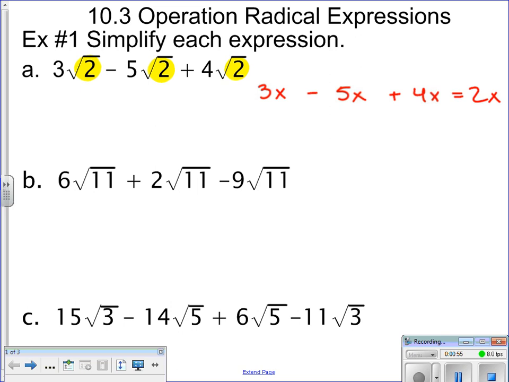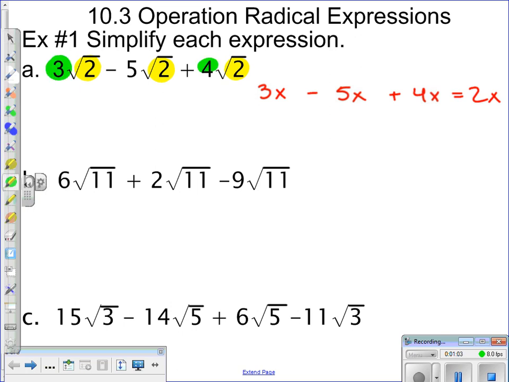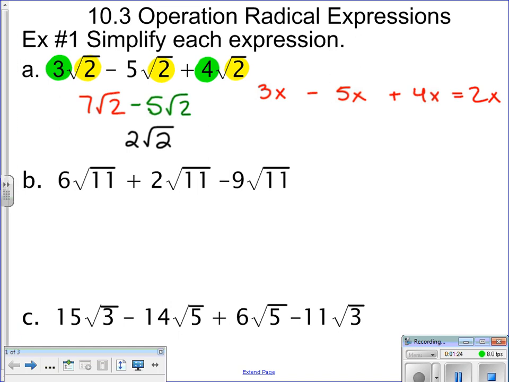So you can actually remember, because of the commutative property, you can add in any order. So if you want to, you can add 3 and 4 and get 7 square root 2. Don't change the square root, just change the number in the front. Minus 5 square root 2, and 7 minus 5 is 2 square root 2. At no point did I ever change the square root of 2. I only changed the number in the front. I added or I subtracted it. And that's the answer.